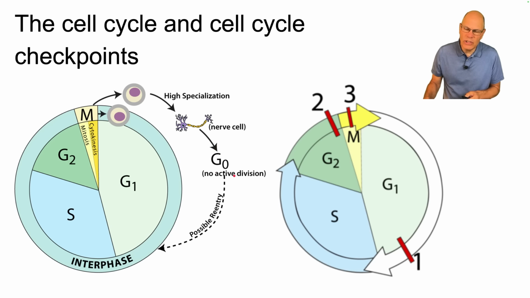Cells can also enter into this G0 phase when they become highly specialized, essentially leaving the cell cycle. The process is regulated by various checkpoints, where the cell checks for various conditions along the way. If those conditions are met, the cell proceeds through the cell cycle. If they're not, these checkpoints enable the cell to pause.